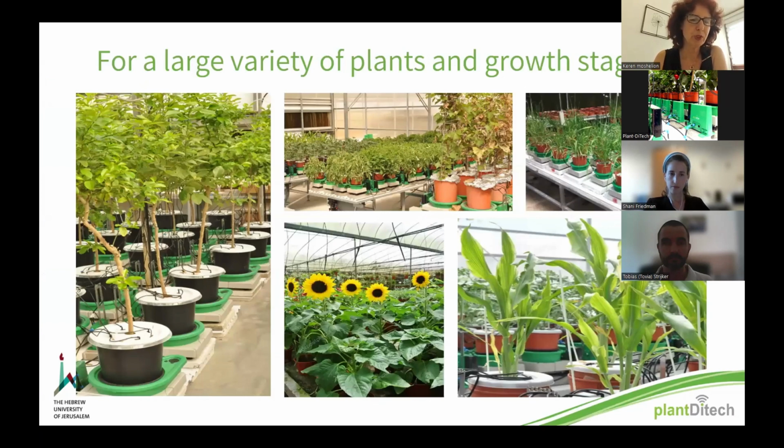The system works with many different plants. We have two sizes of the system, which are quite flexible by themselves. So we can work with very small plants like Arabidopsis, through field crops and vegetables, until even trees, as you can see here in the picture.